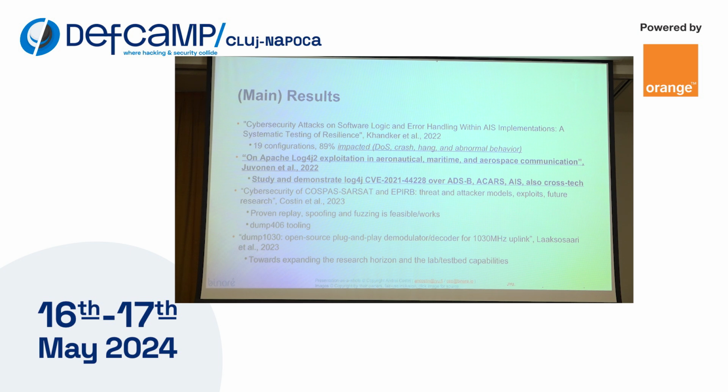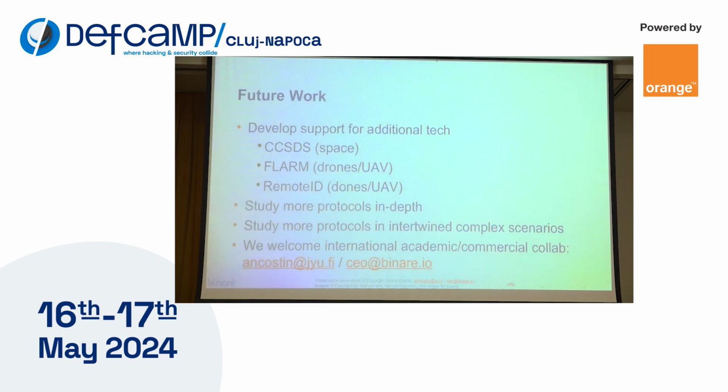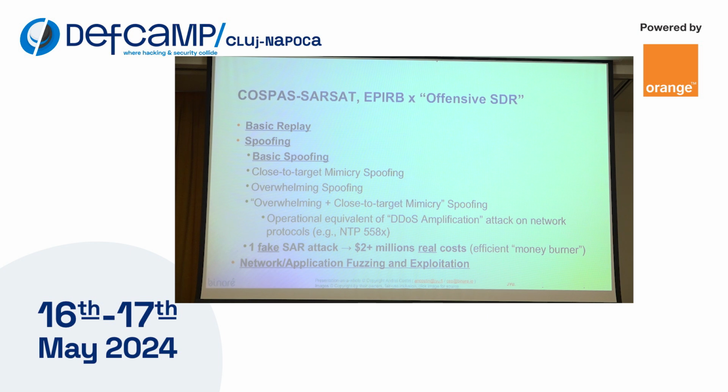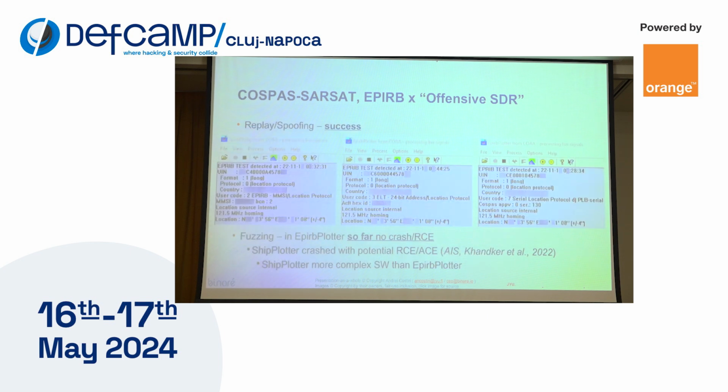Okay, there is a lot of future work that we want to do or are interested in: CCSDS for space, FLARM for drones and UAVs. Maybe you know FLARM already. Remote ID is not equivalent to FLARM, but it's similar, in the United States. It's a standard for drone identification and other ADSB-like systems. I'll skip a lot of these because I want to show you the demos.